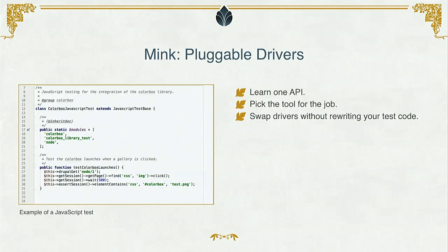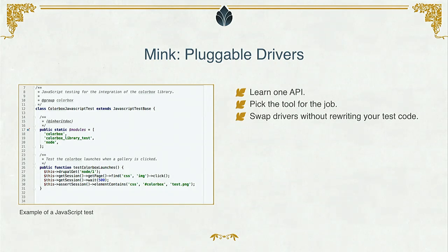The reason we have a browser at all is from another framework called Mink. And Mink is all about pluggable drivers. So Mink provides this API for doing things on the page, right? So visiting URLs, clicking links, submitting forms, any kind of action you would do as a user in a web browser, Mink is the API that we leverage to actually provide that.